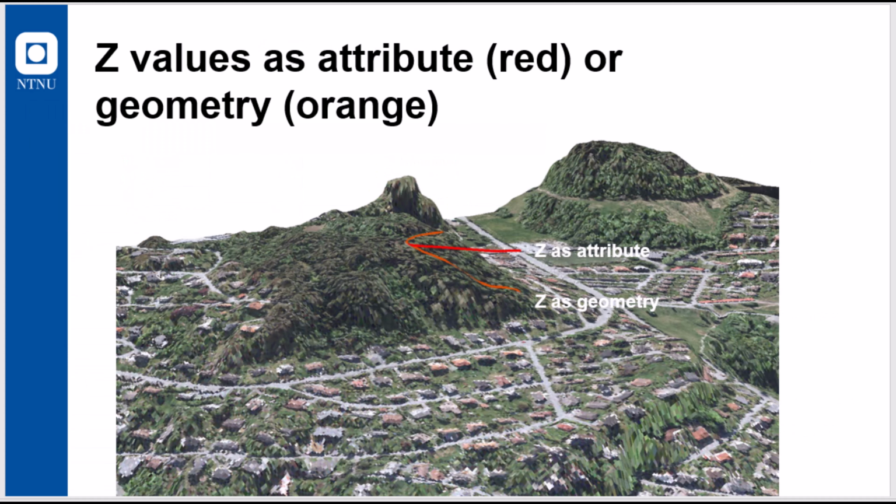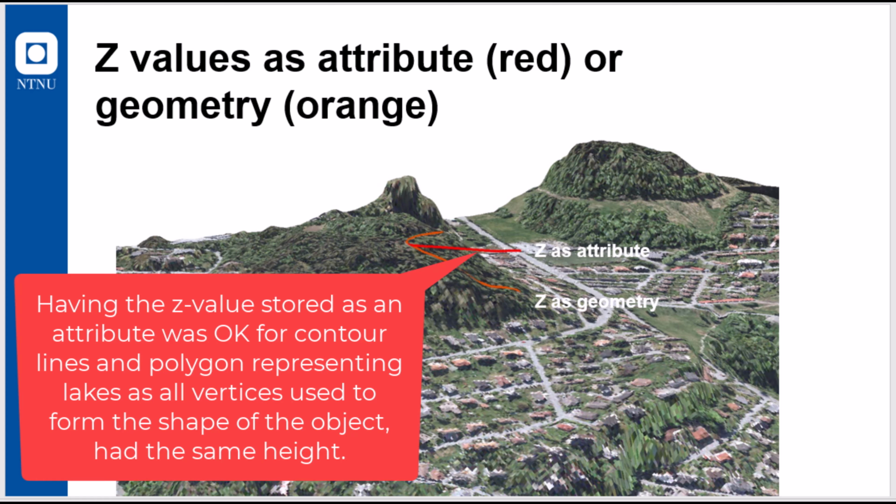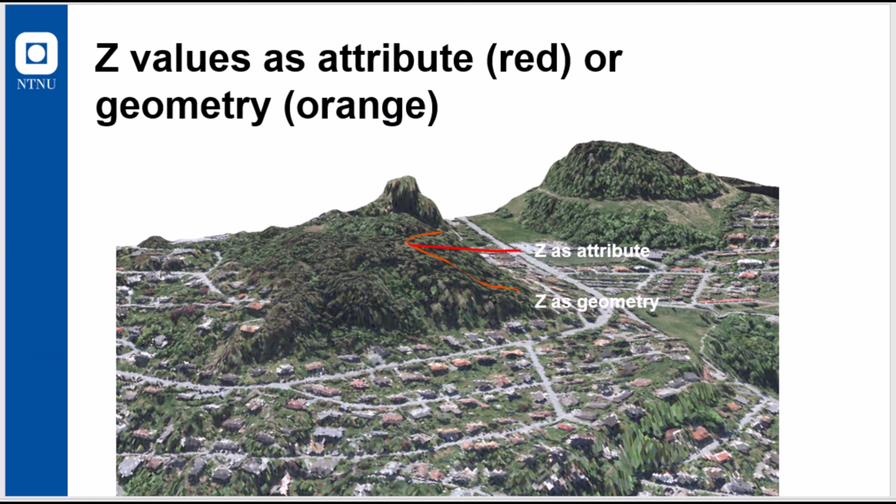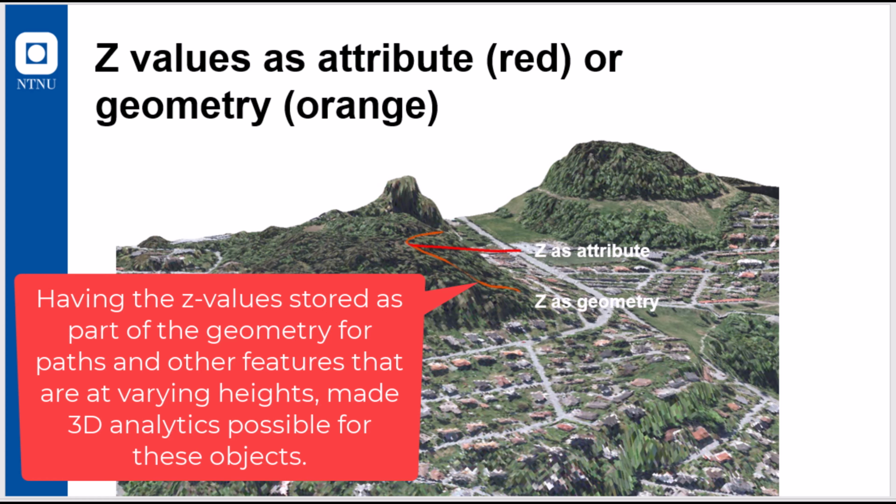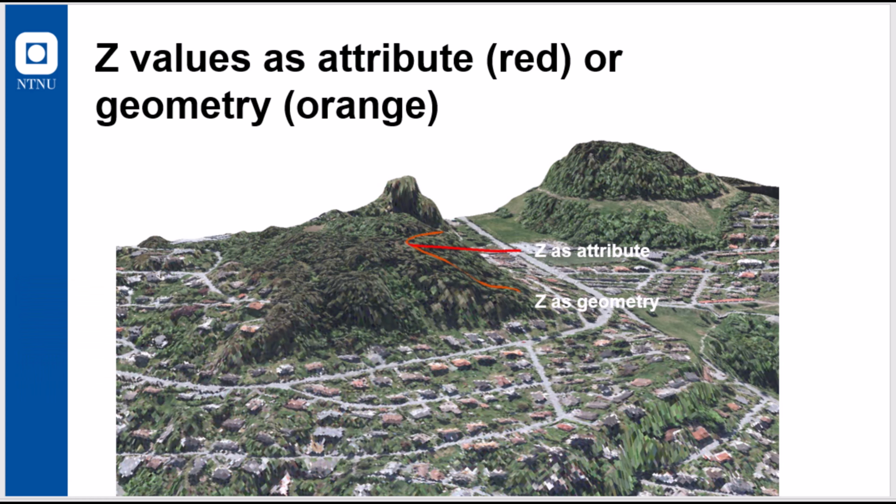The difference is demonstrated here. With Z as an attribute, the entire line would be displayed as having the same height. This is shown then for the red line. For contours, this was not a problem, since a contour by definition is a line going through points of equal heights. However, for a path, having one Z value for the entire line would not let the path follow the terrain. And having Z value stored as geometry, as shown by the orange line, all points belonging to the line would then have individual Z values and the line would nicely follow the terrain.